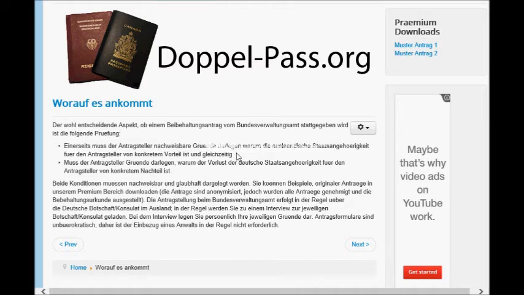I do have a couple of anonymized applications that were actually accepted by the Bundesverwaltungsamt, and you can download those here in this premium area. It's a PDF, 27 and 28 pages each, with a full basic application kit that's filled out with all the information. Obviously, you want to use your own arguments and examples. You don't want to lie.